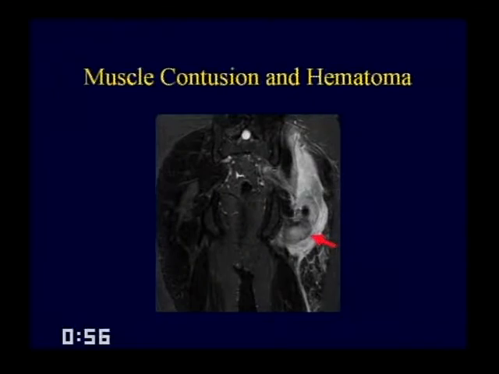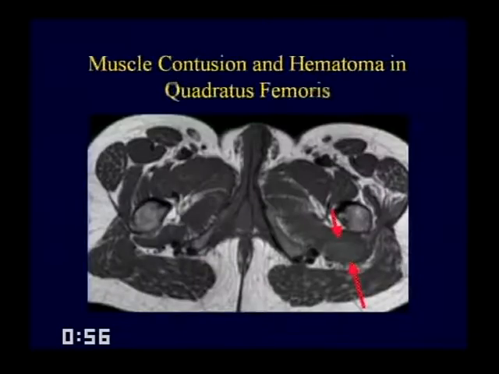Here's a nice coronal image. It shows this large contusion in the gluteus musculature. There's this extra little mass right here. And on T1 weighted image, you see it has a little bit of high signal intensity, and that turned out to be just a little hematoma in the quadratus femoris, which eventually resolved.